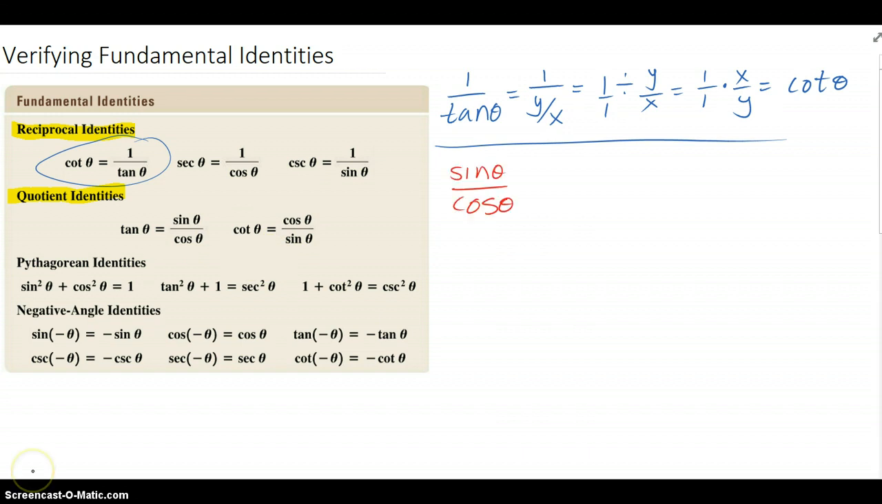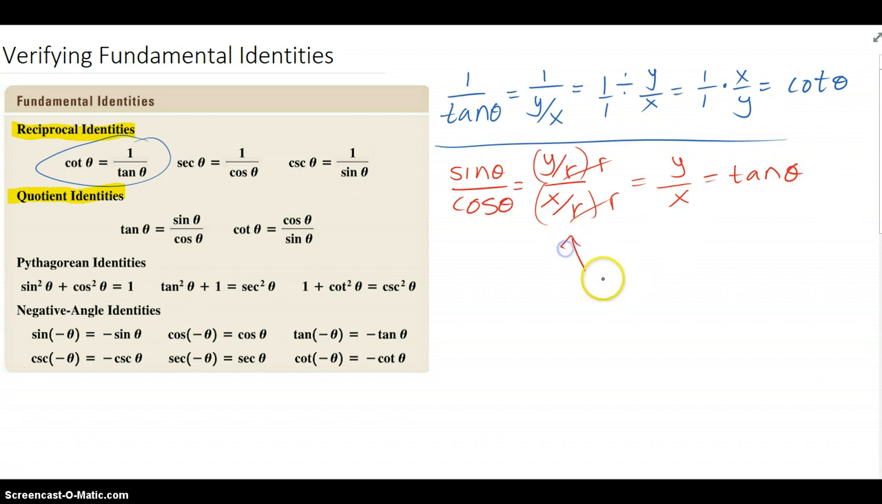To prove this one, I'm going to start with the right side again, the more complicated side. And by definition of sine from the very first chapter, we know that's y over r. And cosine we know is x over r. And what I'm going to do is simplify this by multiplying top and bottom by r to get rid of the fraction, and we end up with y over x. Y over x, again, we know is tangent. So that shows the second one.